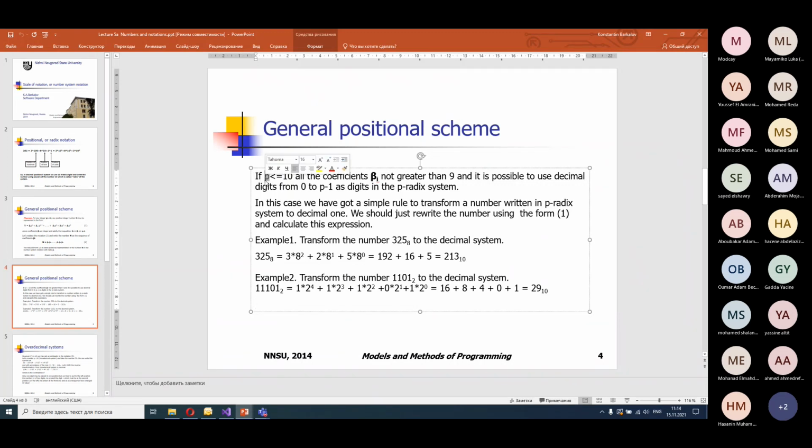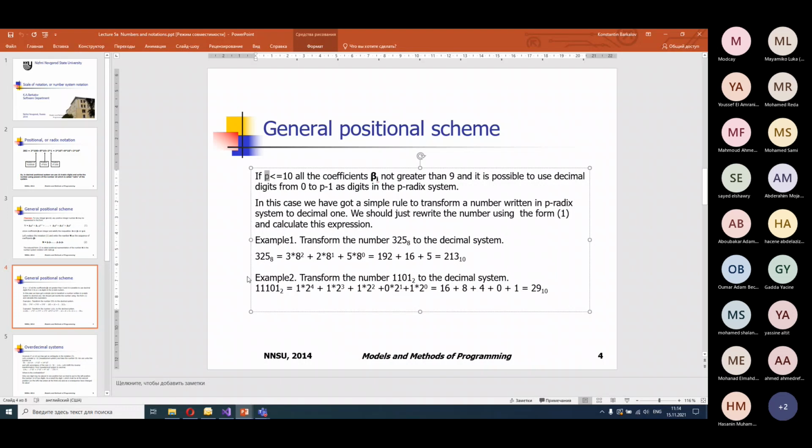If the radix is smaller than or equal to 10, then all the coefficients are not greater than 9. And it's possible to use the usual decimal digits from 0 to p minus 1 as the digits in the system of notation with radix p. And there is a very simple rule to transform a number from a non-decimal system of notation to a decimal one.